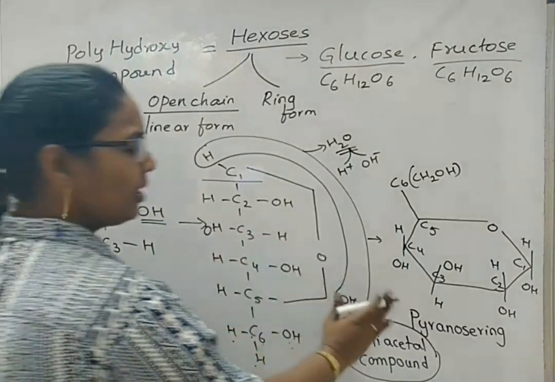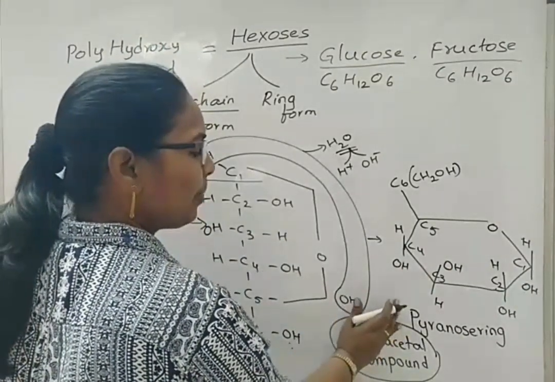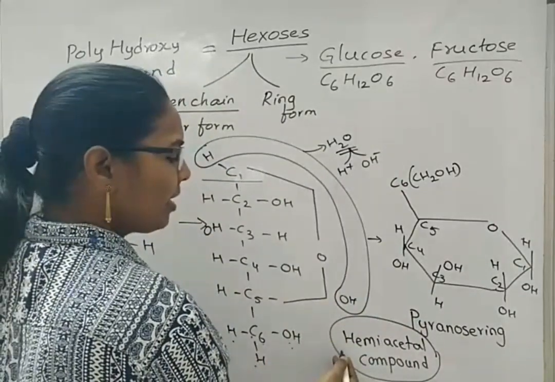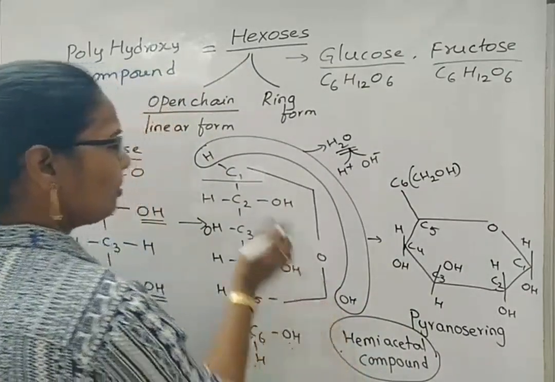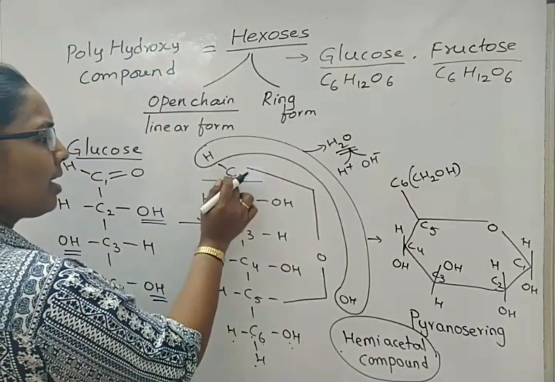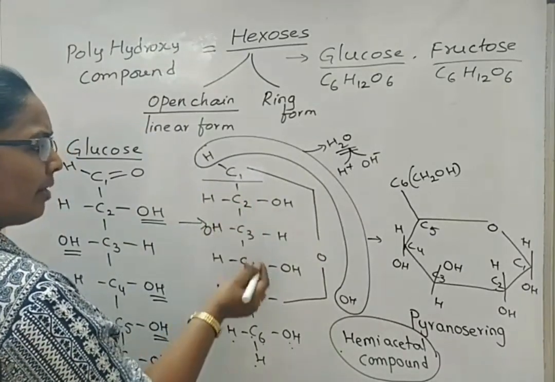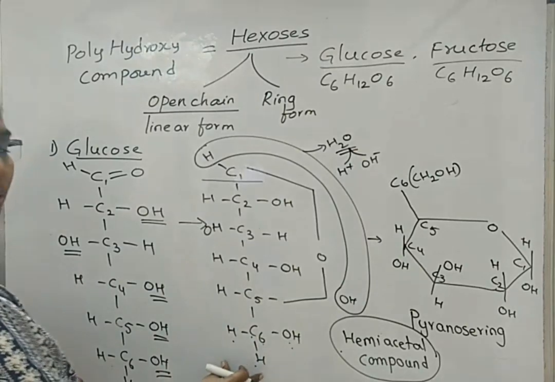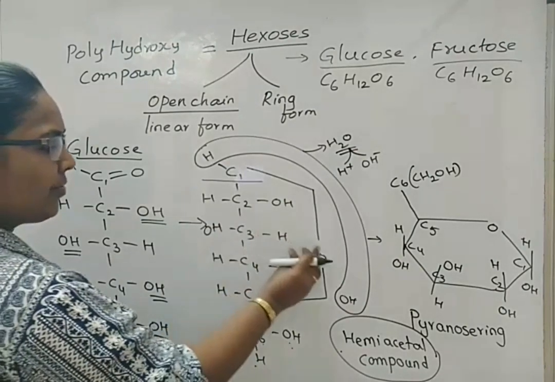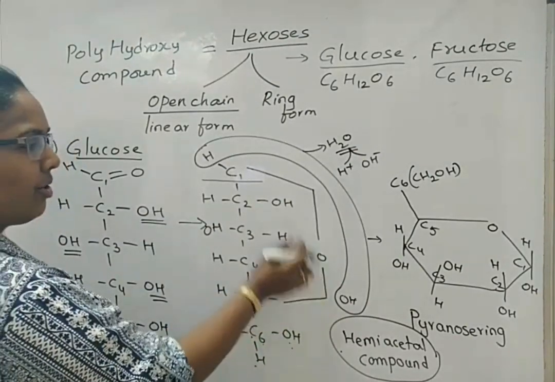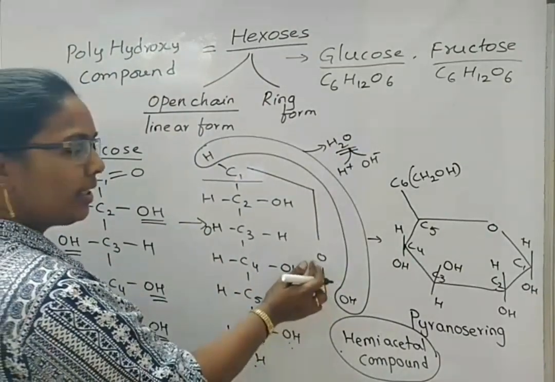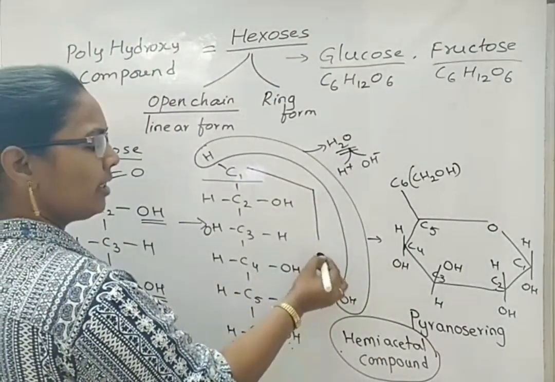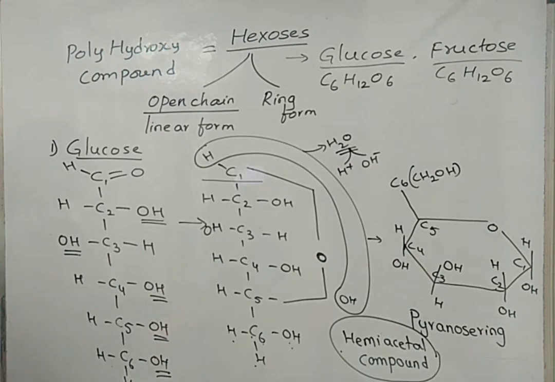So, here we have seen formation of the pyranose ring. Why are we calling it hemiacetal? Because between carbon 1 and carbon 5 of the glucose molecule, there is formation of a linkage or bond with the help of oxygen here. So we are calling it a hemiacetal compound.